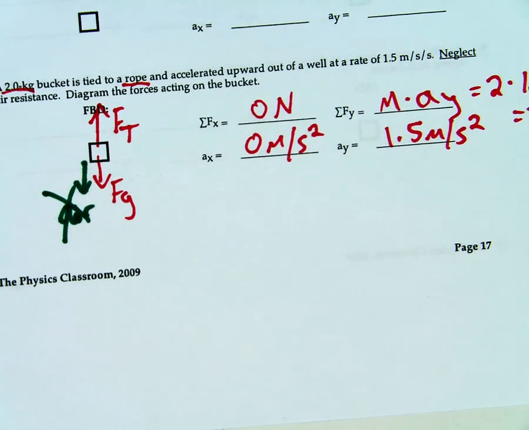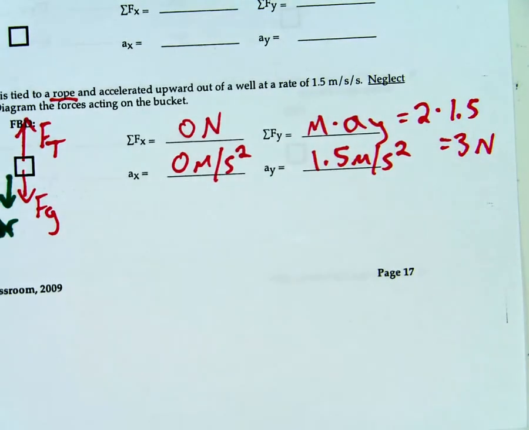So when it says neglect, most of the time it'll say neglect. Rule of thumb, friction and air resistance should be ignored unless it says it's there. Okay? So always assume it's not there until it says, by the way, there's friction here.